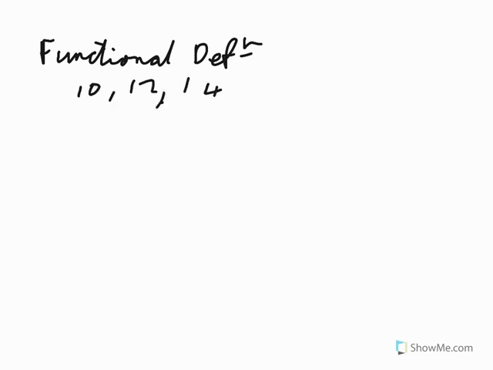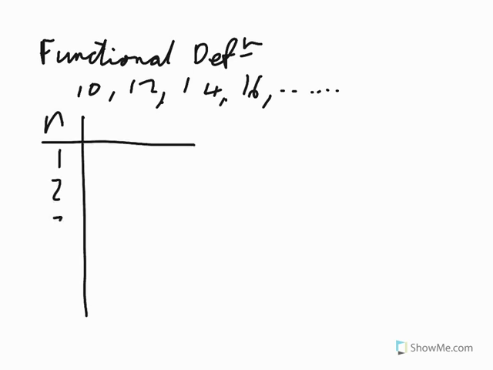Of course, if we want to find the term number and have a functional definition of one, we'll just look at the sequence 10, 12, 14, 16 and so on. If you look at the term number, it is 1, 2, 3, 4 and so on. So the term number, we've got 10, 12, 14, 16 and so on.